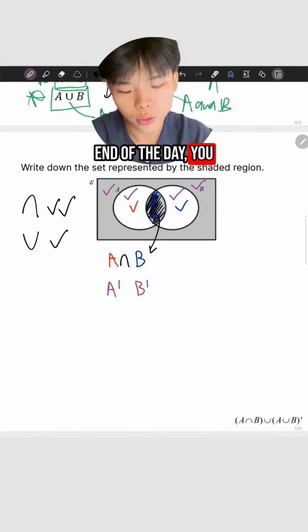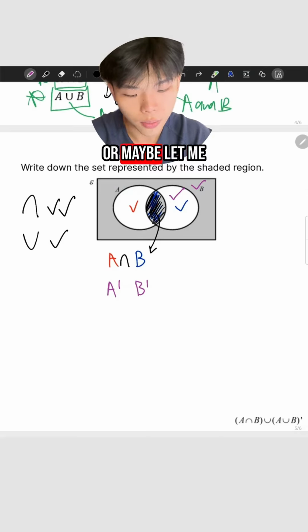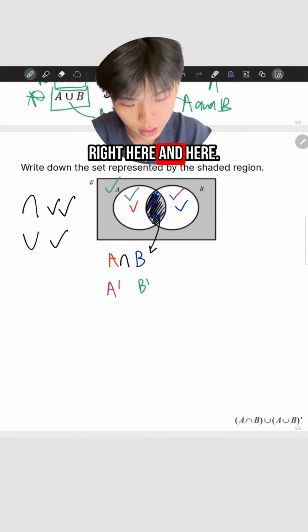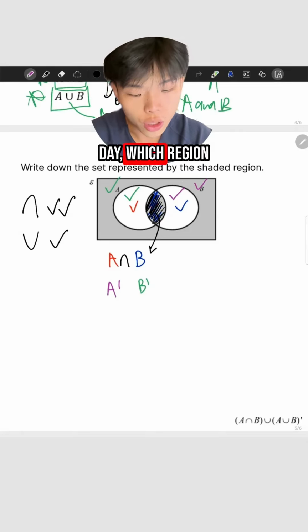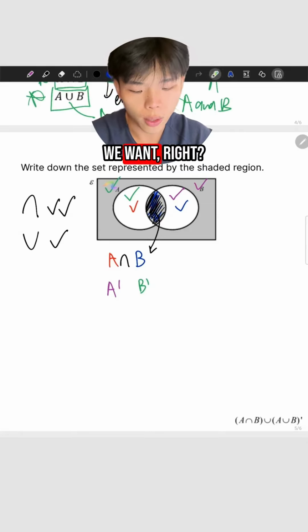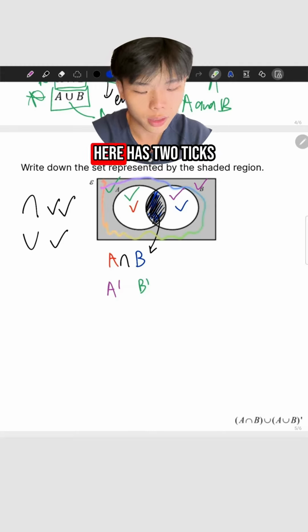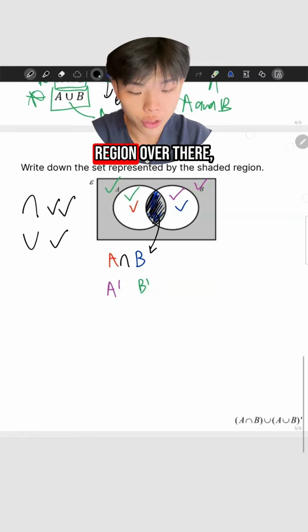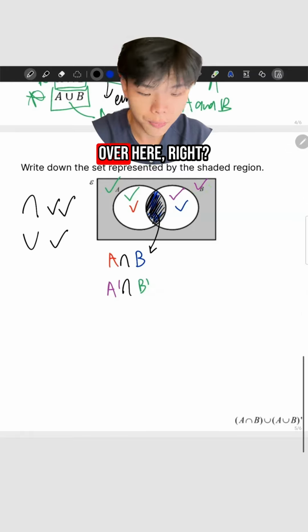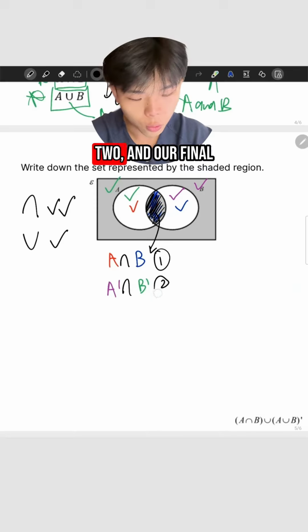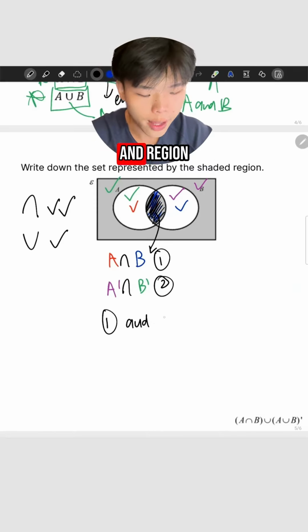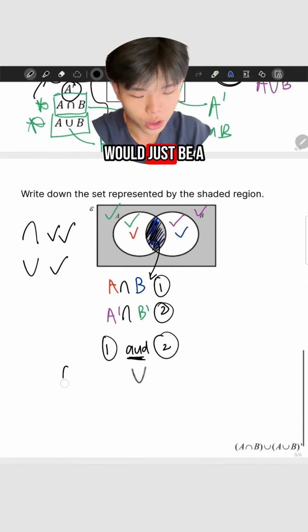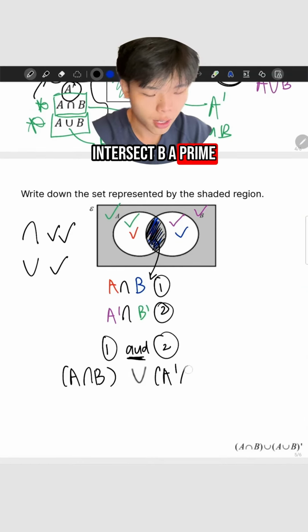And then at the end of the day, you see that for the purple color ticks, or maybe let me just change the color for B prime. B prime would be here and here, right? So you can see that at the end of the day, which region has two ticks that we want? We see that the shaded region that we want over here has two ticks from the green and from the purple. So again, if I only want the shaded region over there, I will take the intersection over here, right? So now I have region 1, region 2. And our final answer, we want region 1 and region 2, right? Because we want these two regions. So the final answer to this over here would just be A intersect B, A prime intersect B prime.